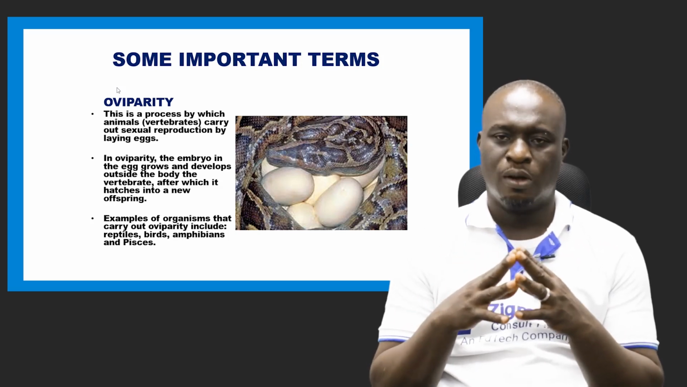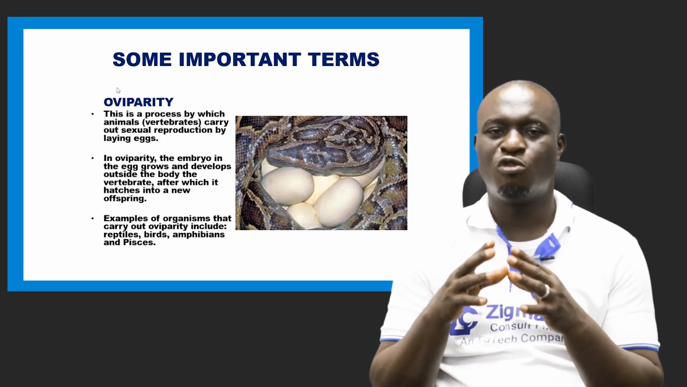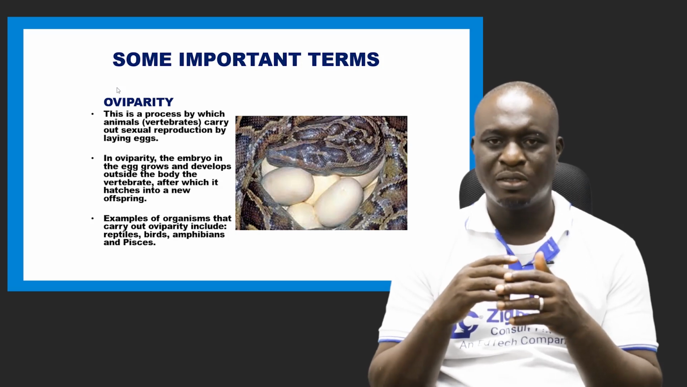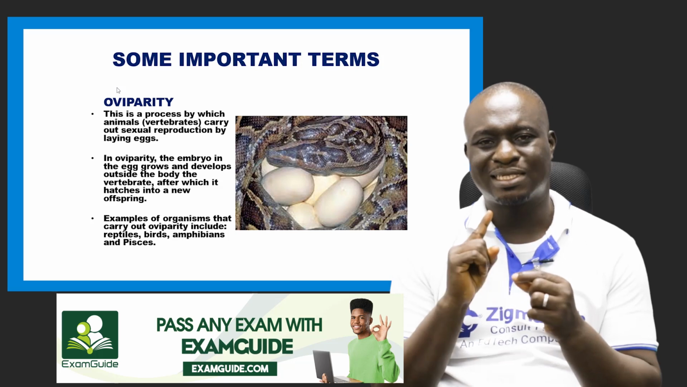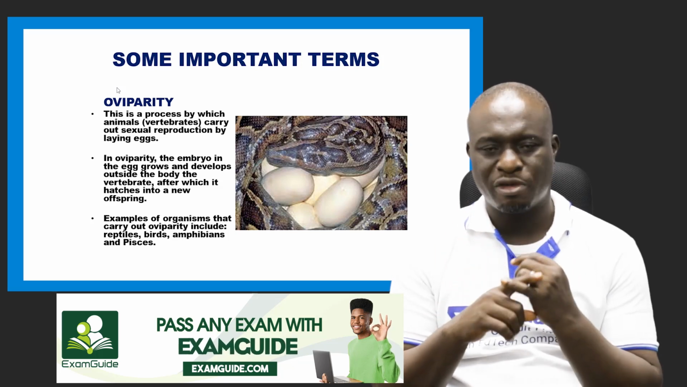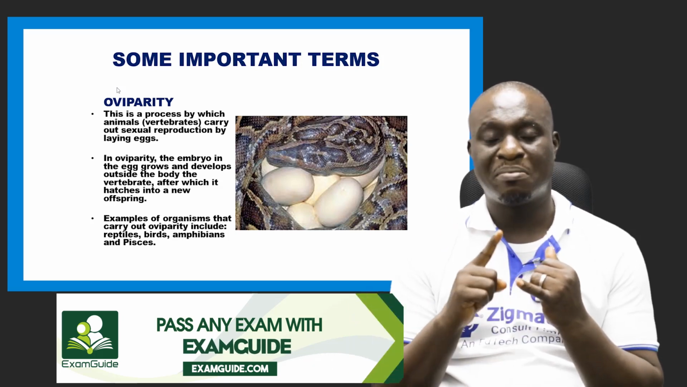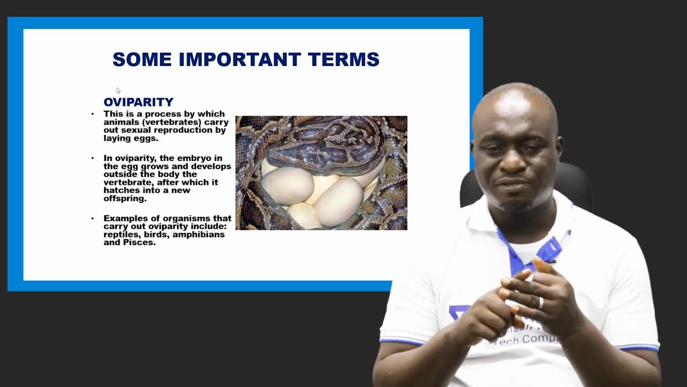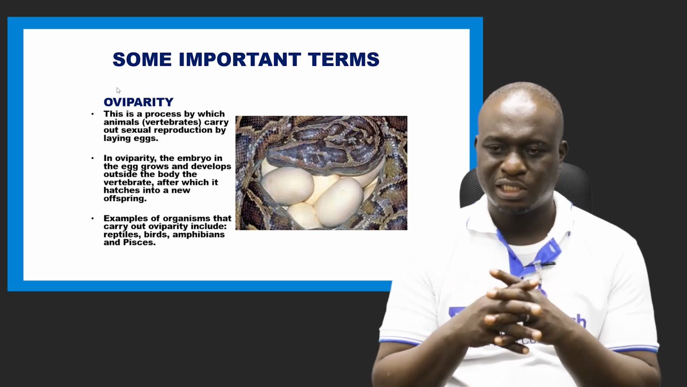All right. Now, another thing to take note of in terms of oviparity is which organisms undergo it. Please take note, all vertebrates except mammals undergo oviparity. By all vertebrates, I mean Pisces, amphibians, aves, reptiles. They all undergo oviparity.